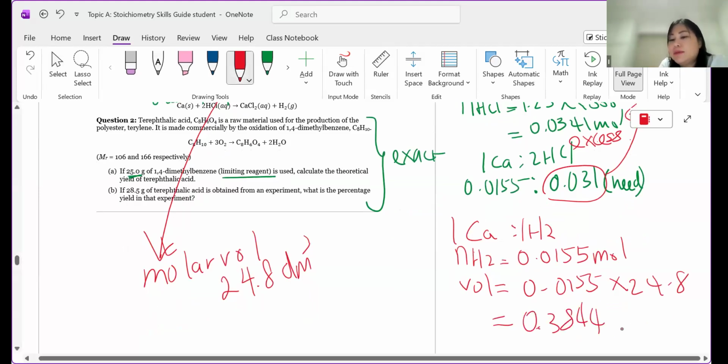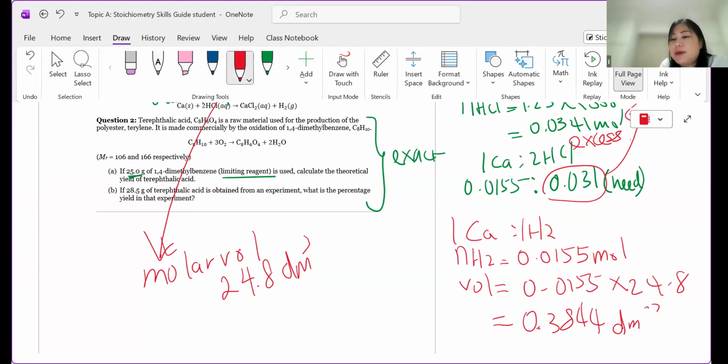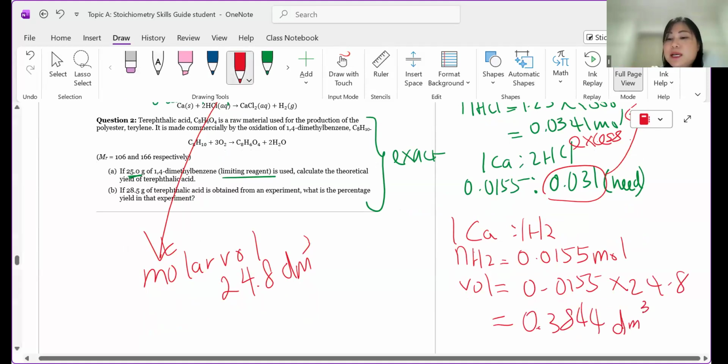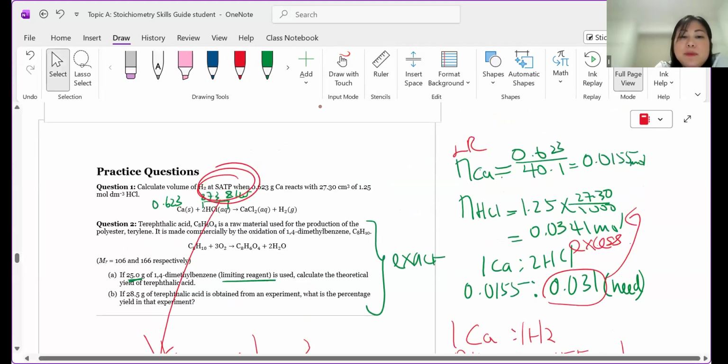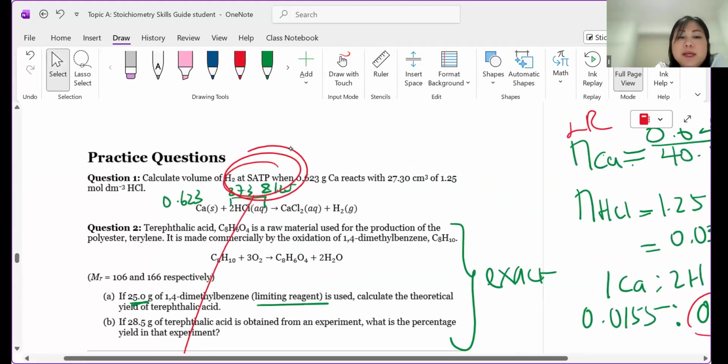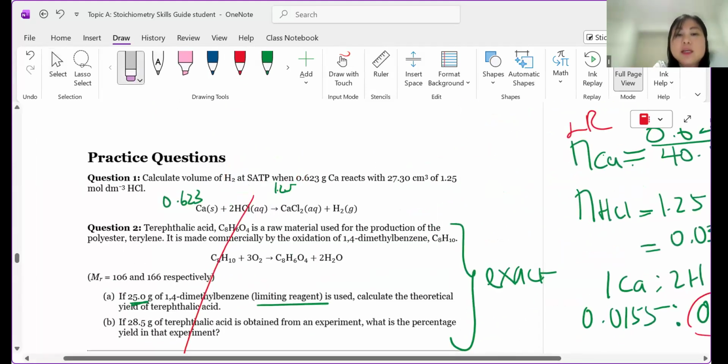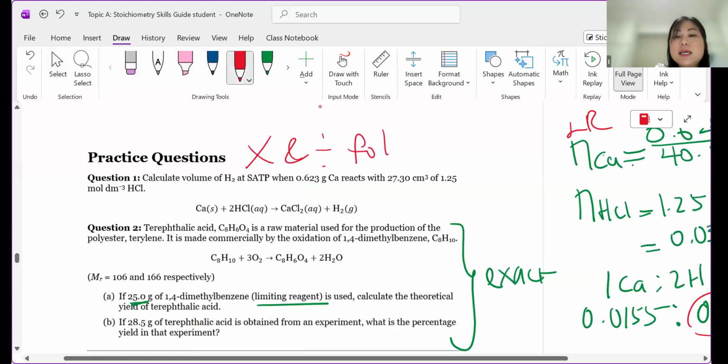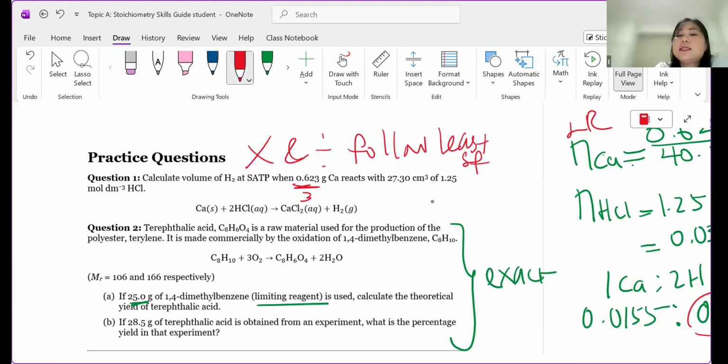So it's about 0.3844 dm³. Now the problem is how many SF do we keep to write? What's the number of decimal places? 0.3844 dm³ can or not? So we read the question. Usually, remember what we are doing is multiplication and division. So we will follow the least SF. Right? So this is 3SF.